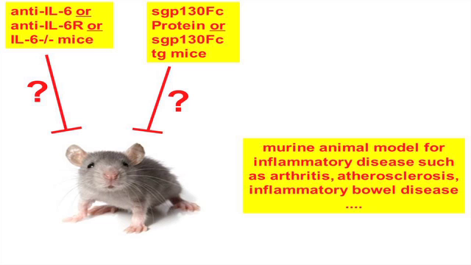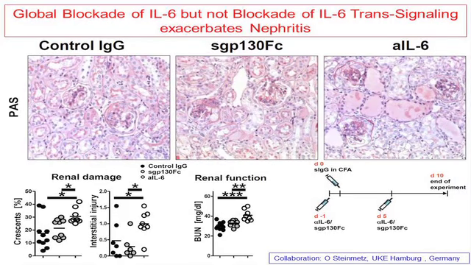I'll show you one of these examples, a very recent example, which was published just a couple of weeks ago. It's a nephrotoxic nephritis model. What you do is inject mice with an antiserum which has been raised against podocytes, a cell population in the kidney. When you do this in the presence of anti-IL-6 or soluble GP130, you see that here the situation seems to be much worse, whereas here the kidney looks very nice.